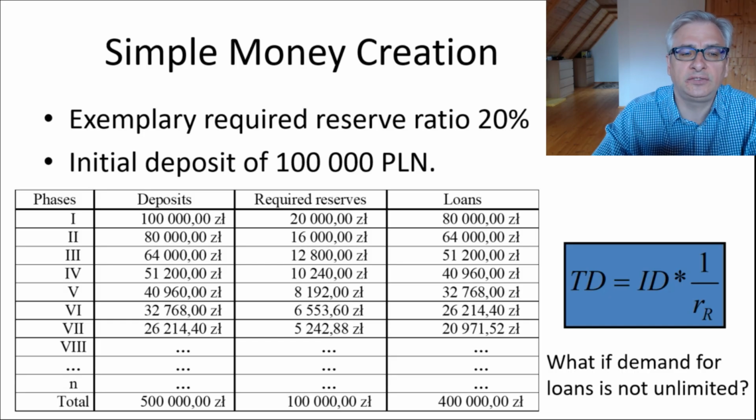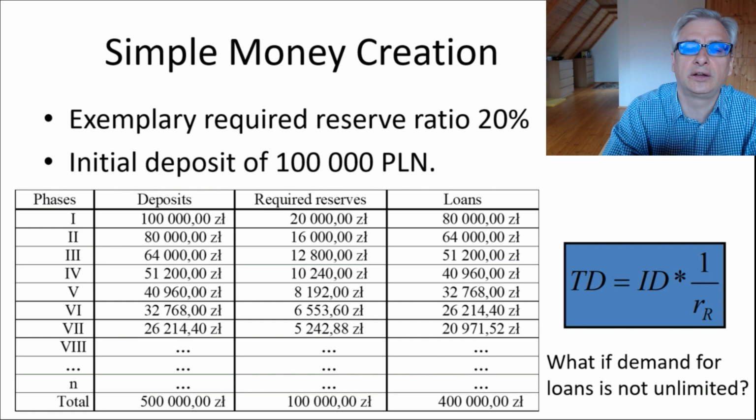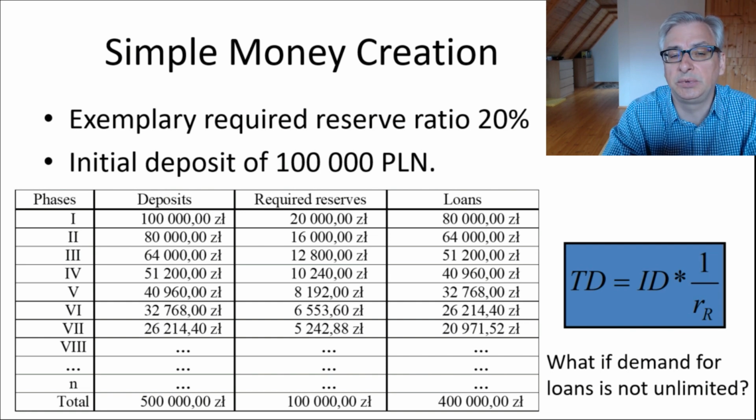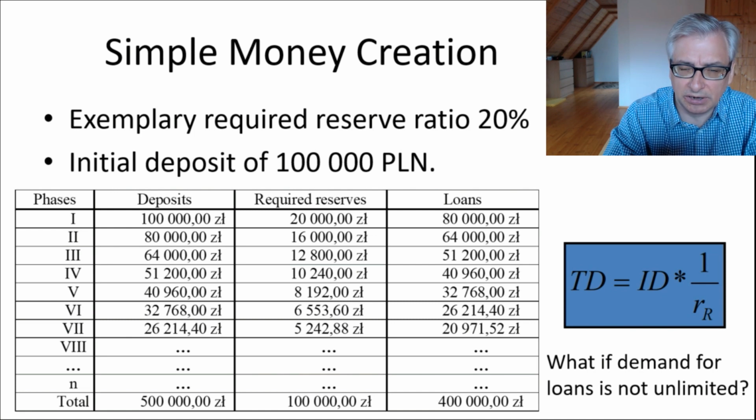So let's assume there is a certain required reserve ratio. Let it be 20% in our case. Again, it's not very realistic, it's very high. When you look at the Polish banking system, the required reserve ratio is 3.5%. But 20% is a nice number for calculations, so let's stick to 20%.